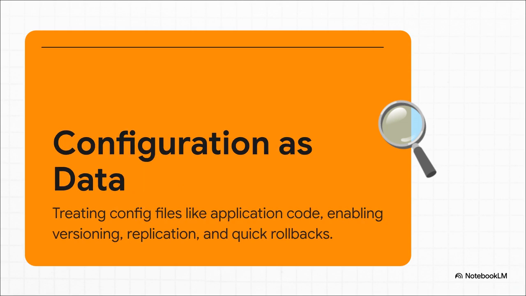The second foundational pillar, which is just as important as the first, is the principle of configuration as data. This sounds a bit academic, but its practical implications are profound. It means you treat all of your network and service configuration files with the exact same rigor and discipline that professional software development teams treat their source code.